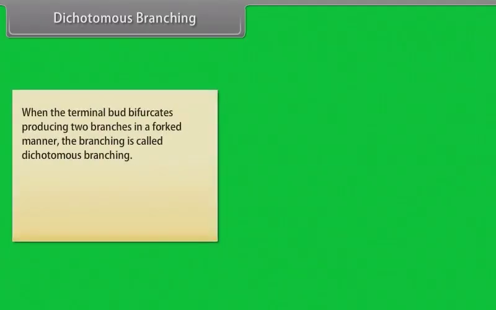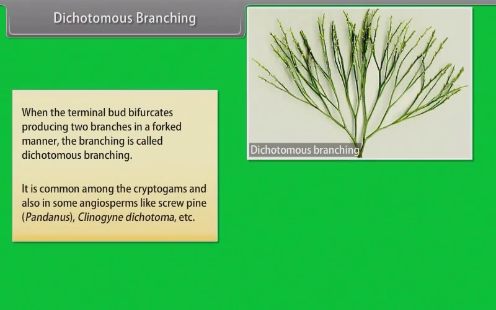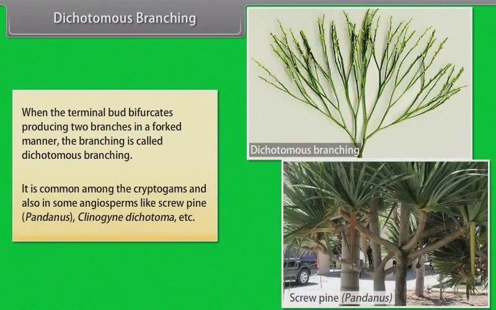Dichotomous branching. When the terminal bud bifurcates, producing two branches in a forked manner, the branching is called dichotomous branching. It is common among the cryptogams and also in some angiosperms like screwpine, Pandanus, Cyanogyne dichotoma, etc.